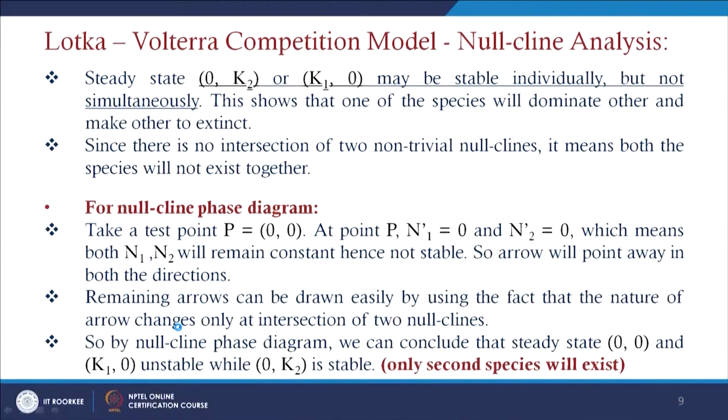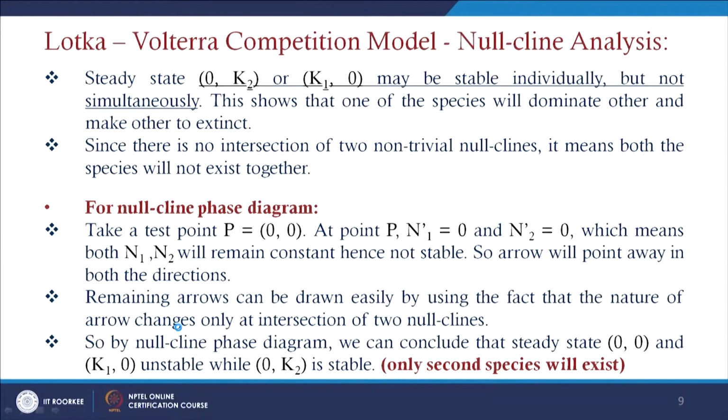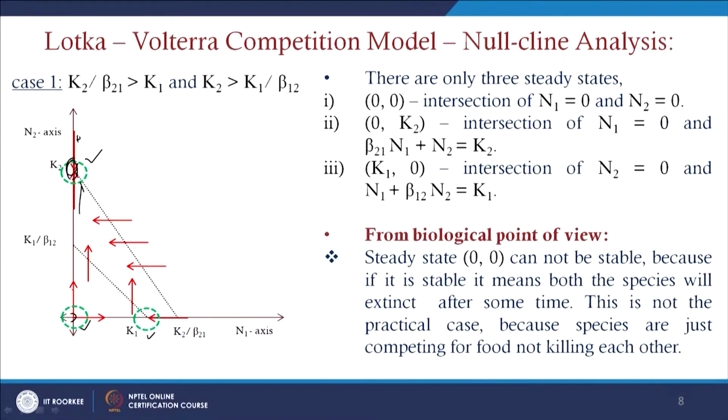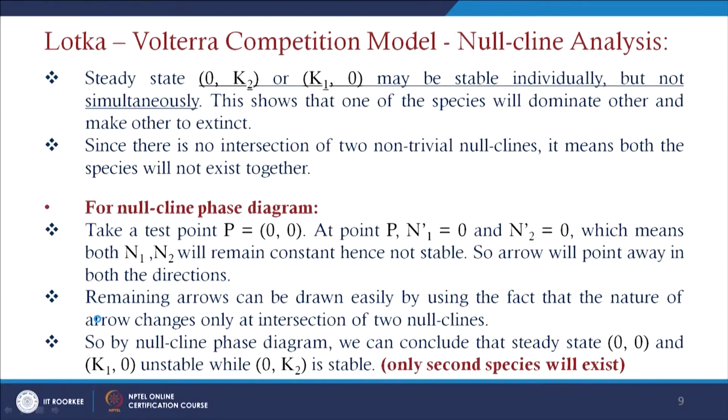It means both these species will not exist together. And if we analyze this test case for the point 0 0, n1 dash equals 0 to get the null lines, and n2 dash equals 0, which means both n1 and n2 remain constant, hence are not stable either. That is why we point the arrows away from both directions, in the outward directions, since n1 dash and n2 dash are both constant there.